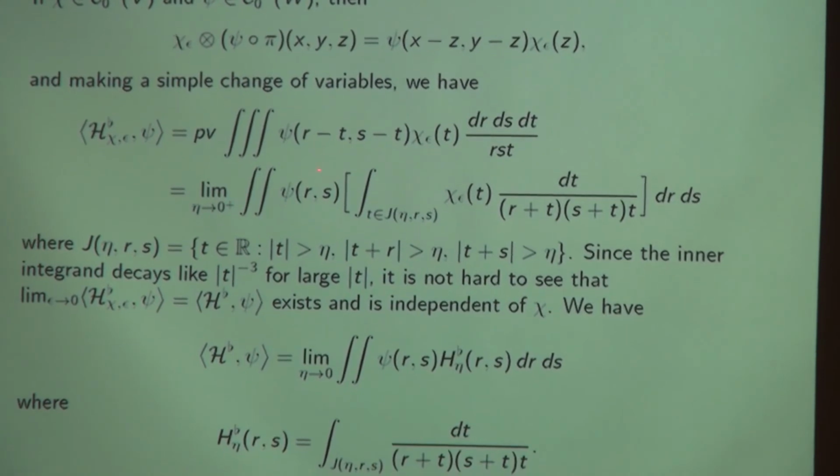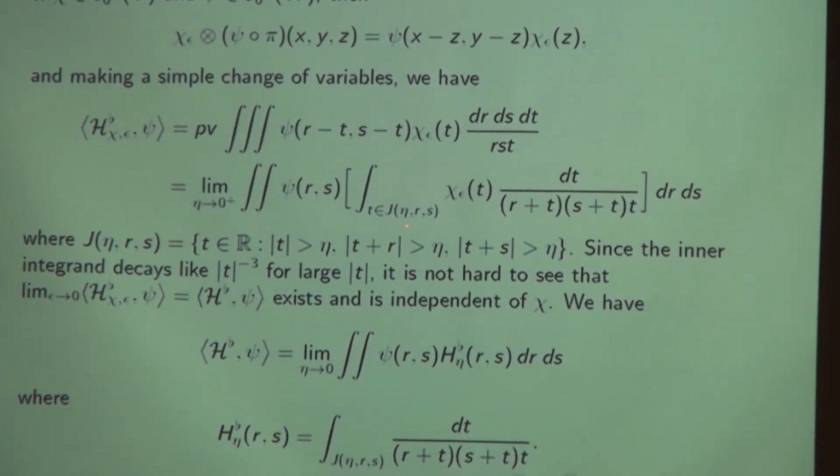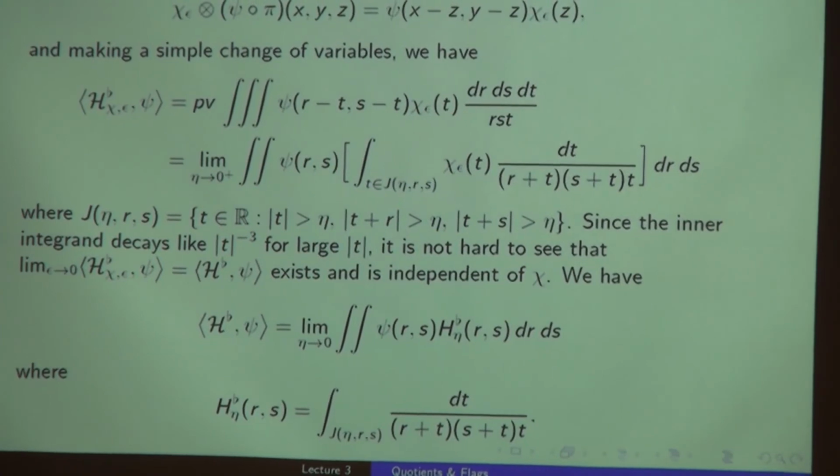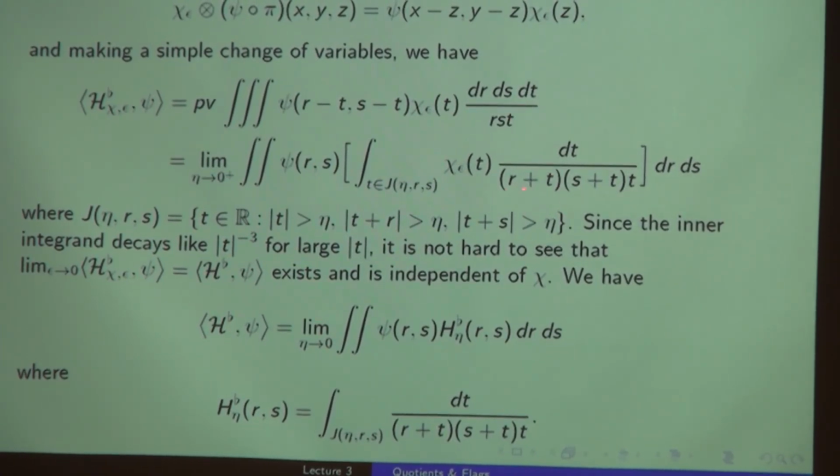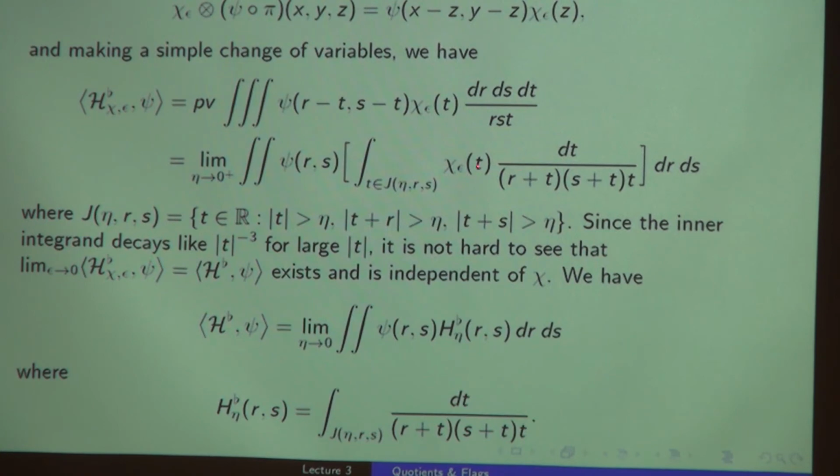But what one sees is that now you're integrating a function psi against this kind of a function of R and S. But notice here, in t, this denominator decays like 1 over t cubed when t is large. And this chi is 1 on larger and larger intervals as epsilon goes to 0. So one can see that the limit as epsilon goes to 0 actually converges, at least formally, and I now have a distribution where the kernel is given by this.